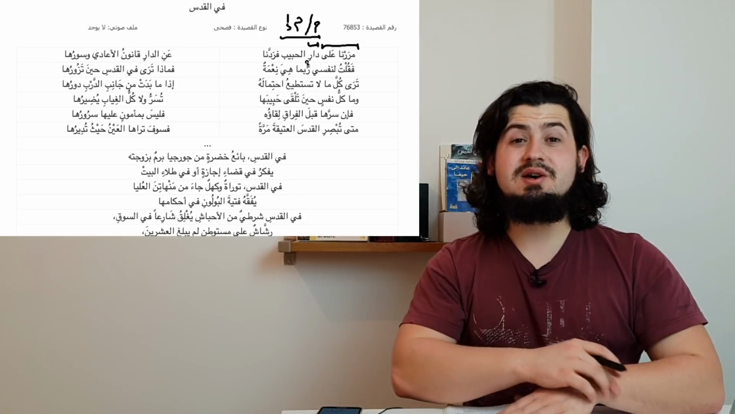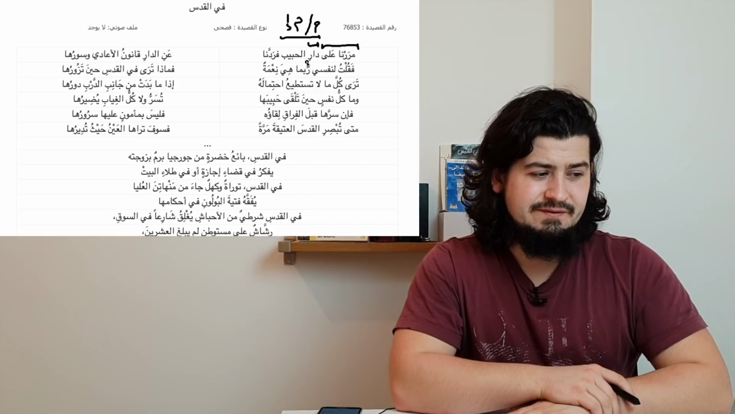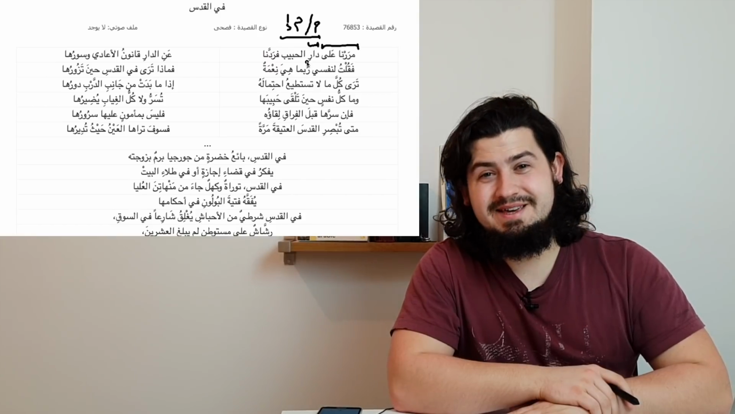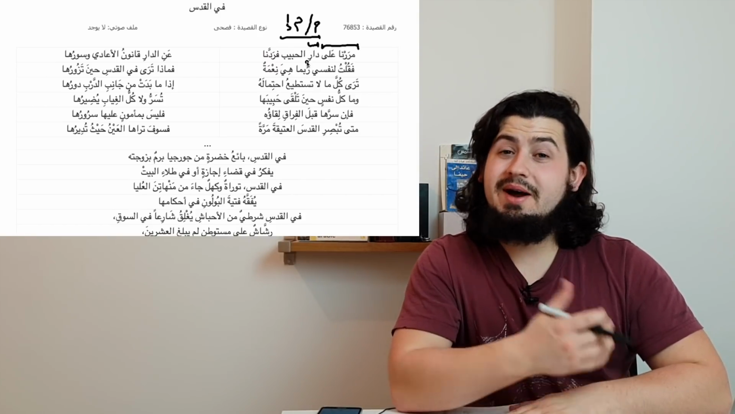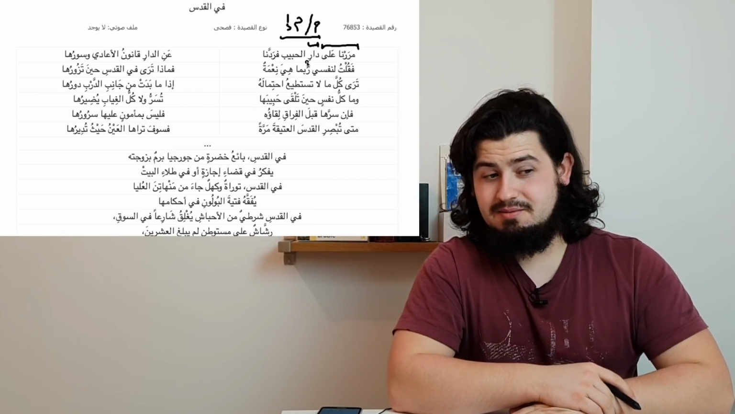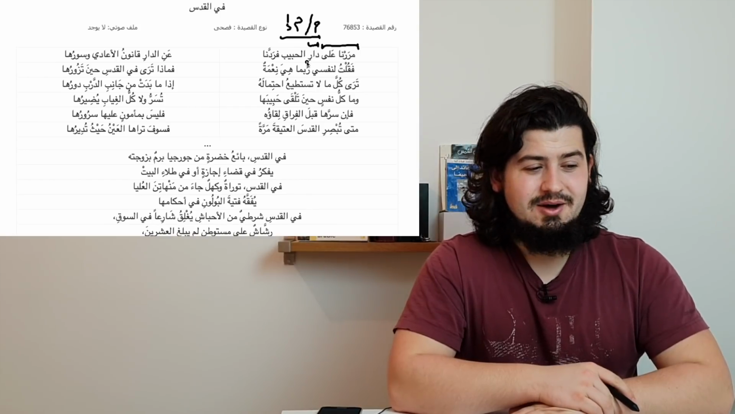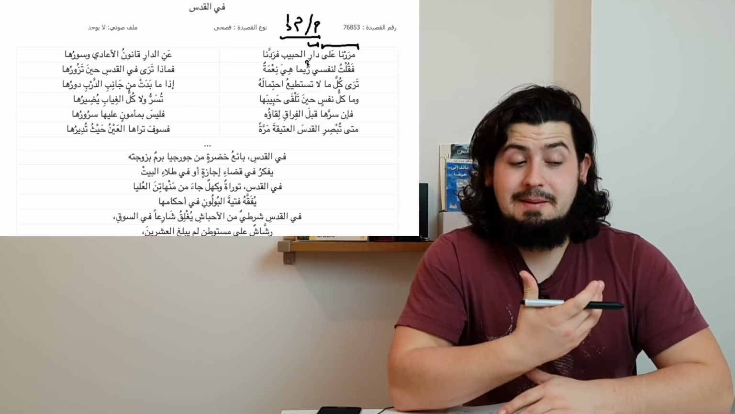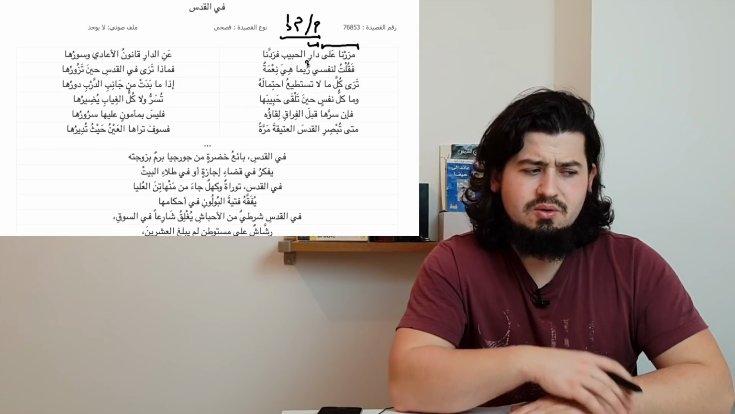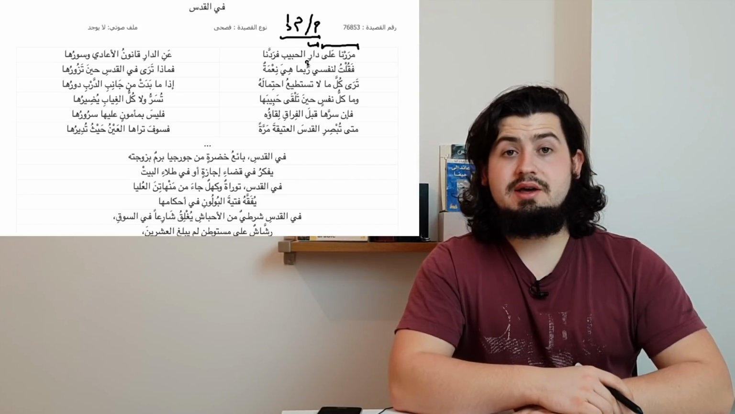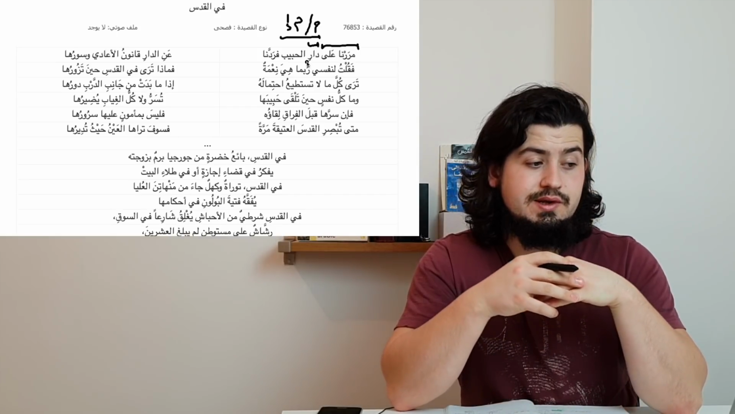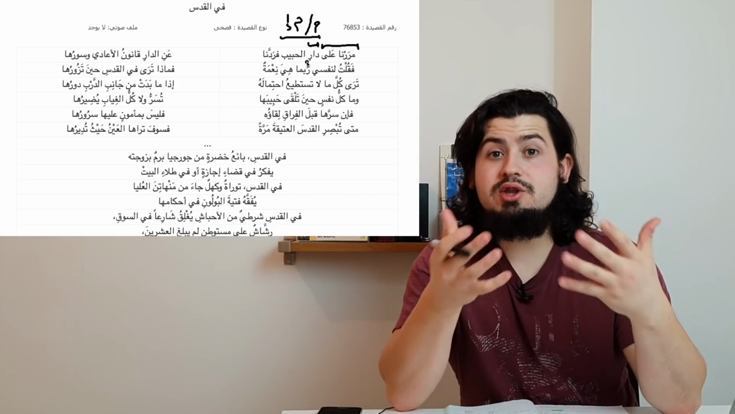Okay, فقلت لنفسي ربما هي نعمة فماذا ترى في القدس حين تزورها. فقلت لنفسي, that's quite nice. فقلت, so I said, لنفسي, to myself, ربما هي نعمة, maybe it's a blessing. ربما is just a way of saying it's a maybe, perhaps. هي نعمة, maybe it's a blessing. فماذا ترى في القدس حين تزورها. فماذا, so what? ترى, what do you see? في القدس, what do you see in Jerusalem? حين تزورها, when you visit it.